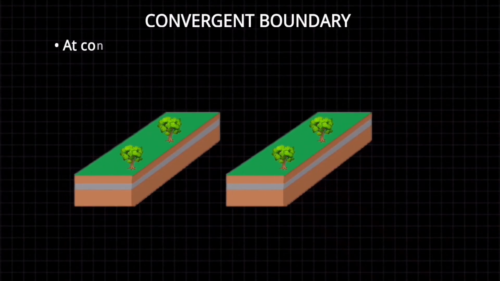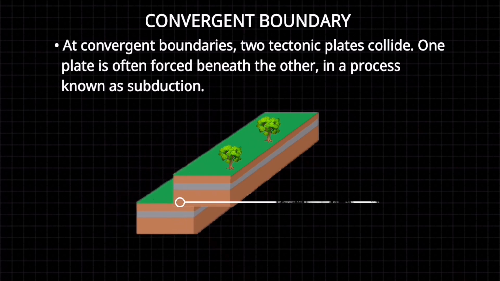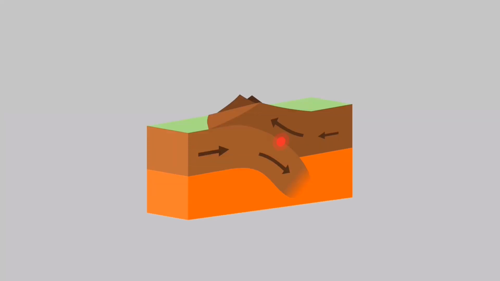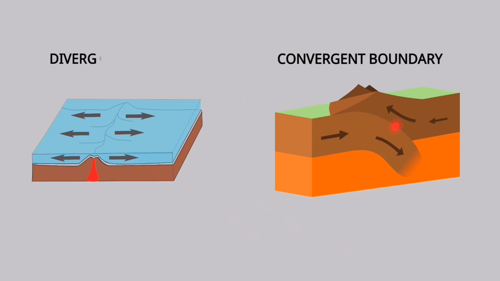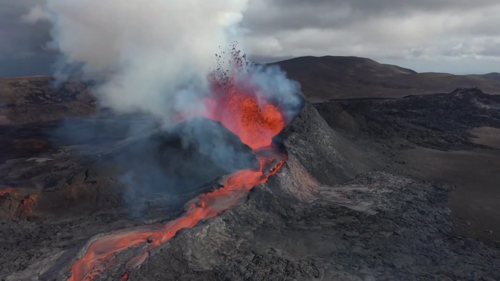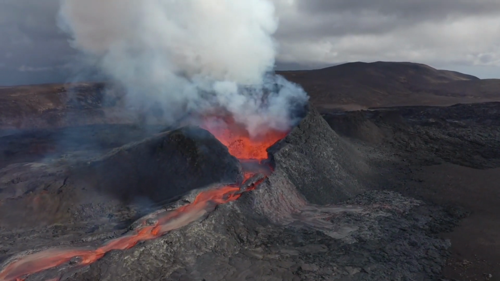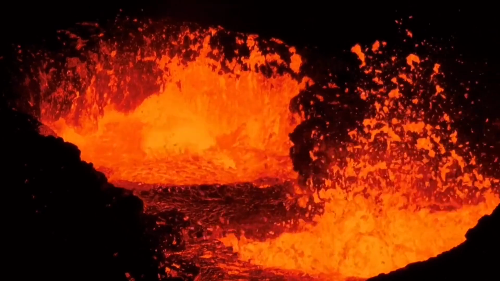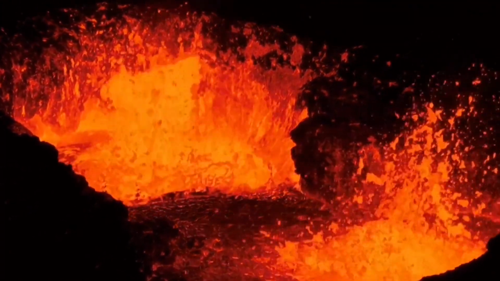Convergent boundaries are where two tectonic plates collide. One plate is mostly forced beneath the other in a process known as subduction. The sinking plate melts as it descends into the mantle, generating magma. This magma is less dense than the surrounding rock, therefore it rises to the surface, forming volcanoes. This type of volcanism is common around the Pacific Ring of Fire. The eruptions at these boundaries are often explosive due to the highly trapped gases.